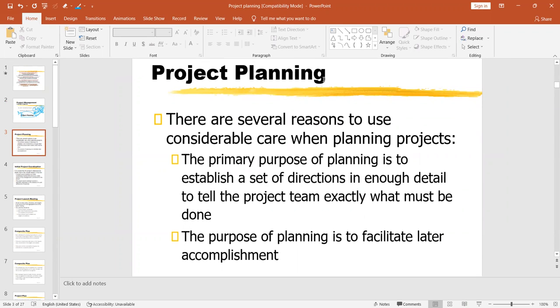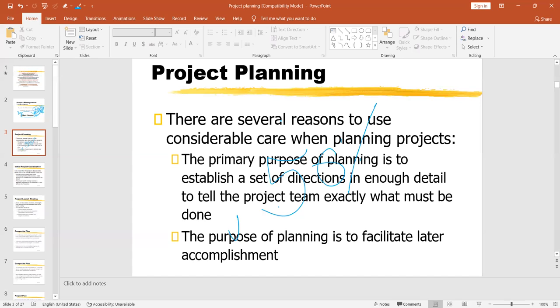So when we talk about project planning, one can ask you, why project planning? Why do you need to provide attention at the time of making a plan? Simply, we have a common belief. What is the common belief? That if you have a very good plan, it means it is 50% of your task.